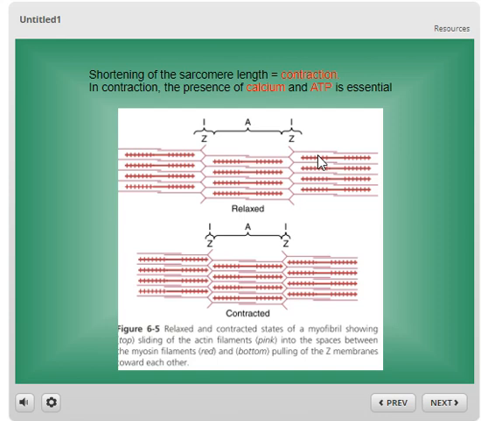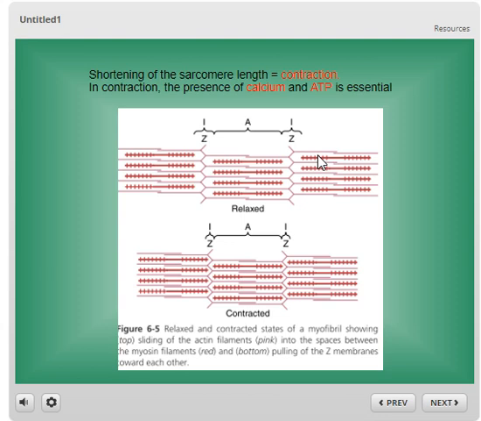Okay, this picture shows the sarcomere contraction. The shortening of the sarcomere length is synonymous with muscle contraction. During contraction, the actin filament slides over the myosin filaments, leading to a reduction in the overall length of the sarcomere.